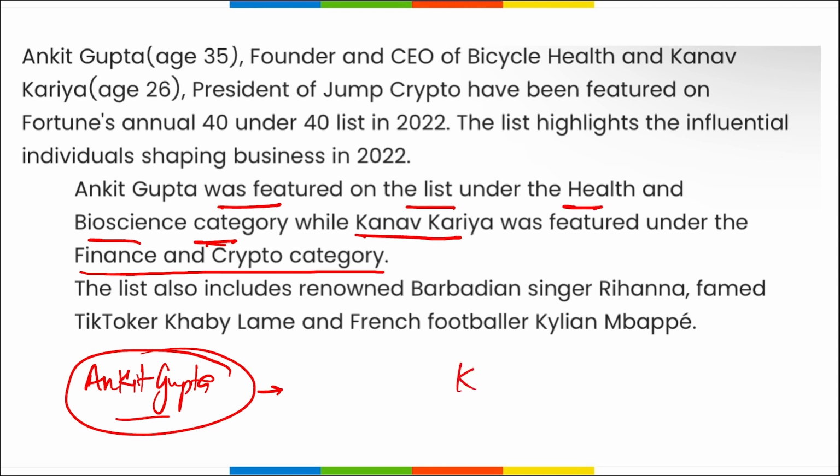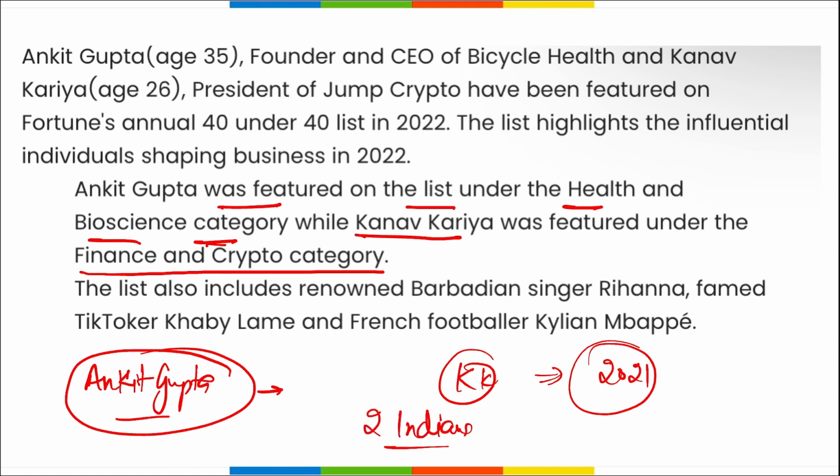Then if we talk about Kanav Kariya, he started his career as an intern at Jump Trading in 2017, and in 2021 he was appointed as the president of Jump Crypto, the digital asset division of Jump Trading. Highly important. So these are the two Indians that have been named in Fortune's annual 40 Under 40 list for the year 2022. Highly important, Ankit Gupta and Kanav Kariya.